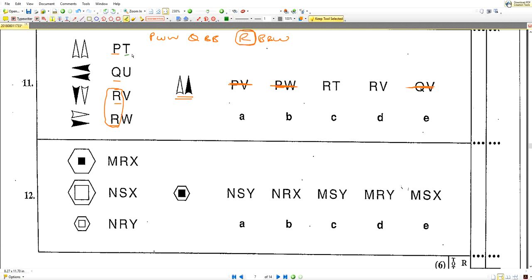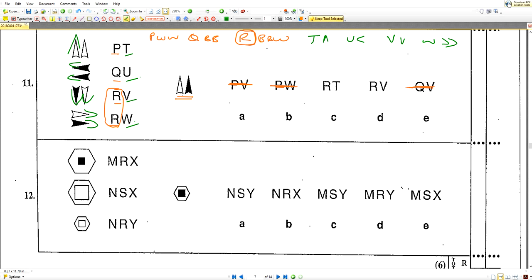Let's look at the second code: T, U, V, and W. So we've got 4 different letters, so 4 different things are happening. In T, what's happening? The shape is pointing up. In U, the shape is pointing to the left. And in V, the shape is pointing to the bottom. And in W, the shape is pointing to the right.